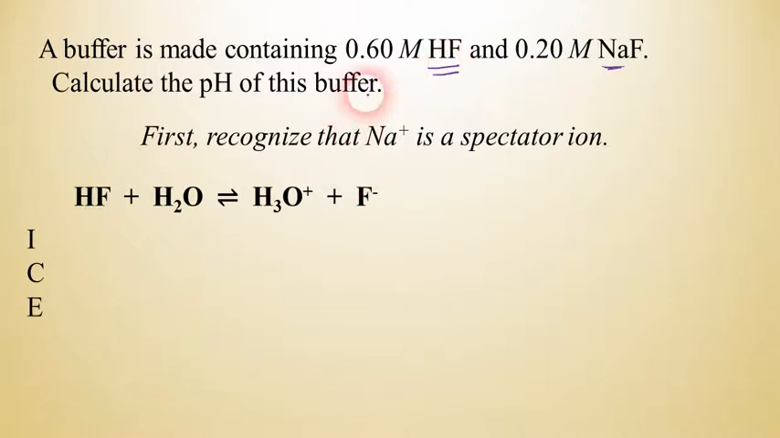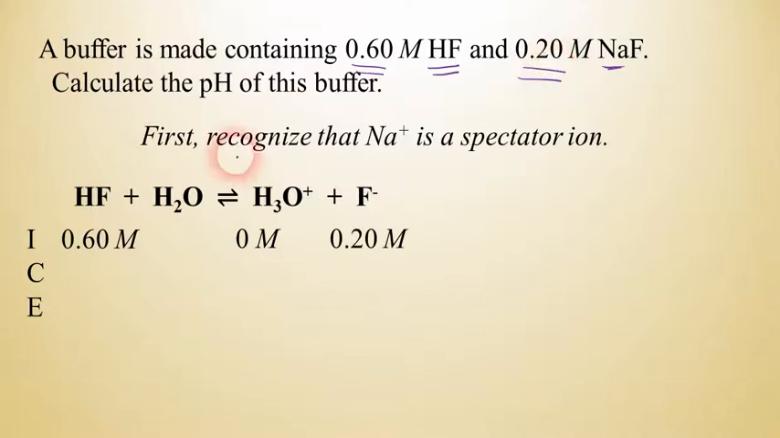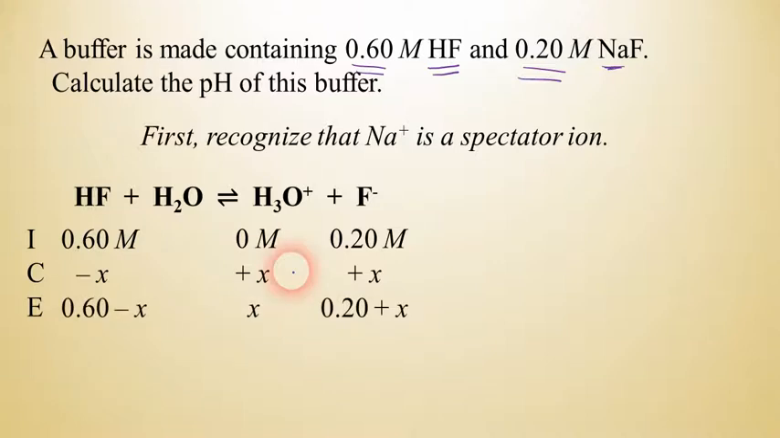And these numbers just go right into the ICE box. The concentration of HF is 0.60, the concentration of the hydronium is essentially 0 here, and the fluoride is 0.20. So those get plugged in. We know the product side will have to go up because there's a 0 here. So the reactant side has to be a minus x, and the product side would be plus x on both of those. So here are your equilibrium values.